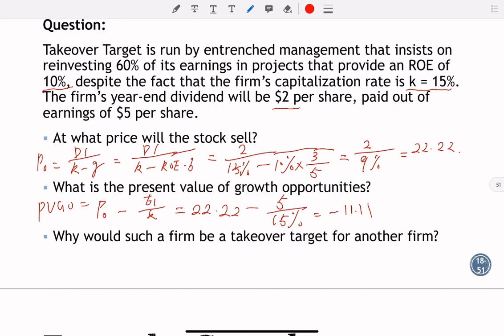In this case, you can see that the firm's stock price would be earnings divided by K, which is 33.33, right? So this is basically the no growth value.